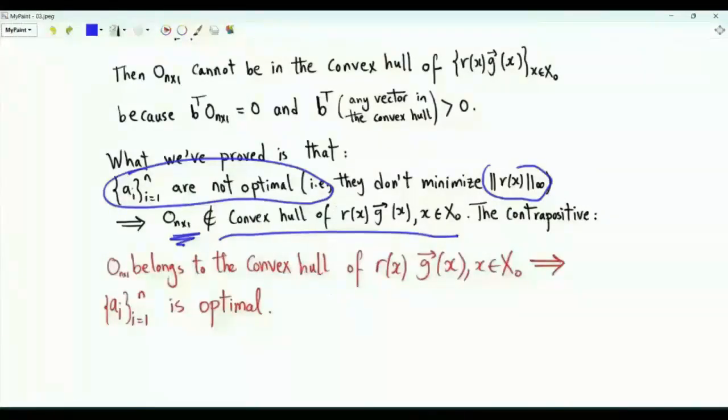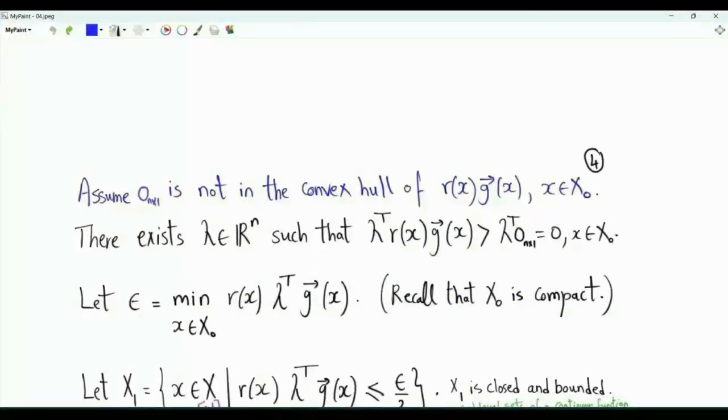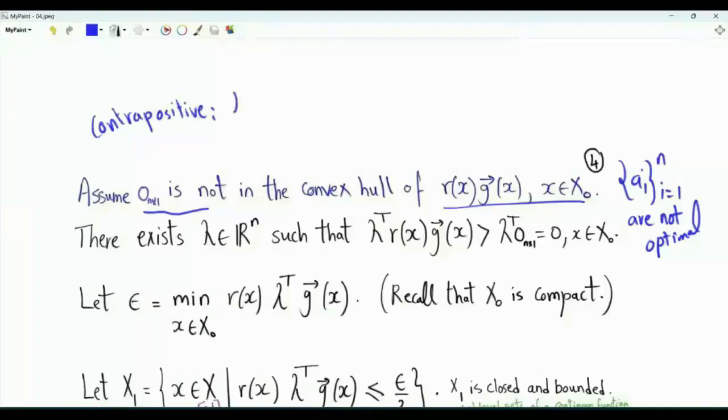This is equivalent to the following statement. If the all zero vector is in the convex hull, if the all zero vector can be written as a convex combination of those vectors, then the set of coefficients is indeed optimal in the sense of minimizing the L infinity norm. The next step is to show that if the all zero vector is not in the convex hull of those vectors, then the coefficients are not optimal. The contrapositive is that if the coefficients are optimal, then the all zero vector must be in the convex hull.